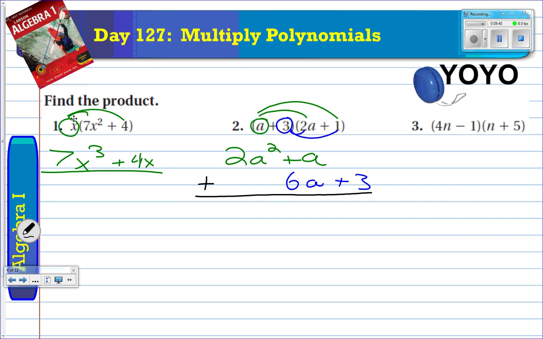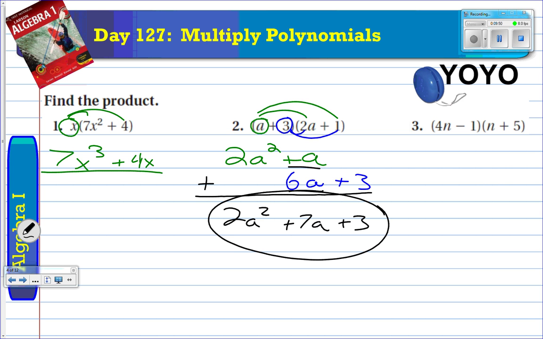So I add straight down. That's 2a squared. A plus 6a is positive 7a, and then there's a positive 3. And you're finished. They're written in the right order. Highest power comes first, and there are no like terms left. Okay. The third one, same thing.